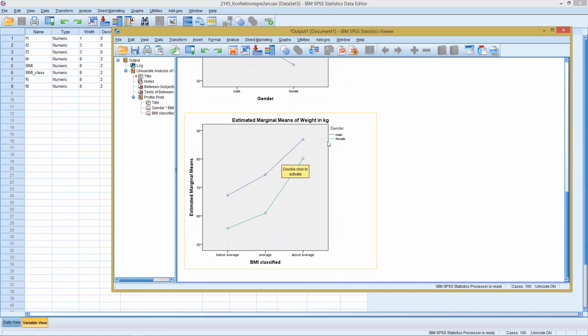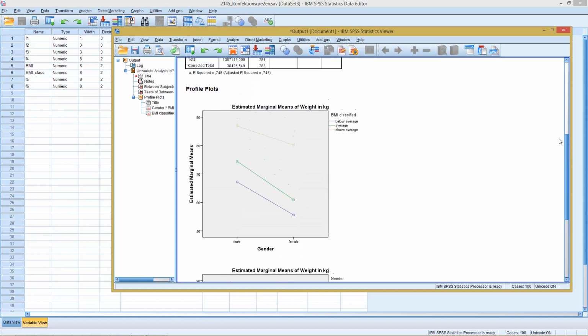Here as well the two lines, male and female, do not intersect, so independent of whether they are below average, average or above average, men always have a higher weight than women. And here this would read as independent of whether it's below average, average or above average, the weight is always higher for above than for average than for below average. So we have some kind of ordinal assignment. That's why we call this situation also ordinal.